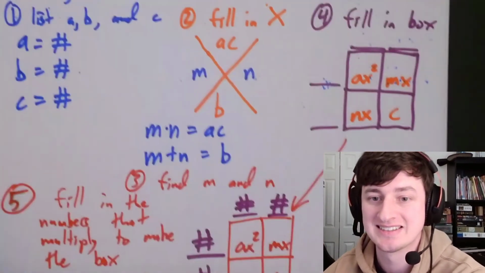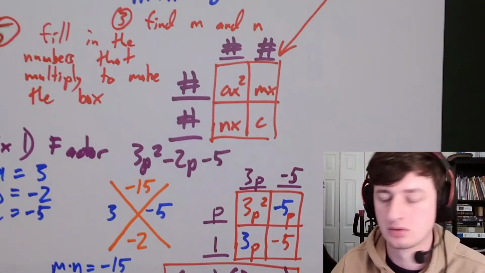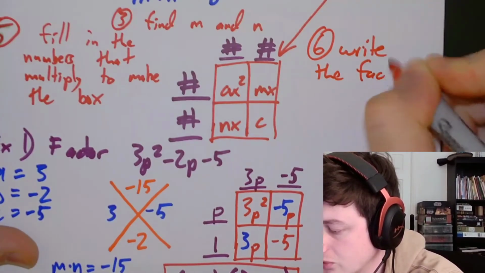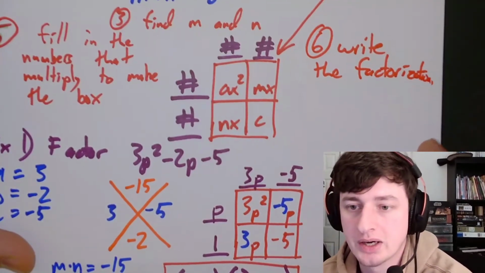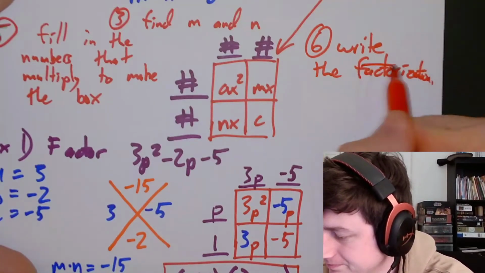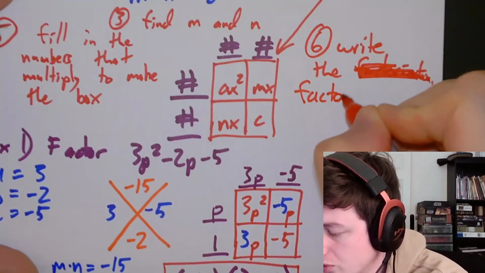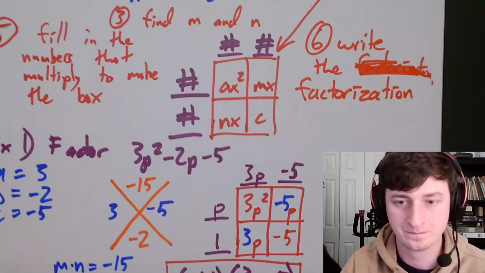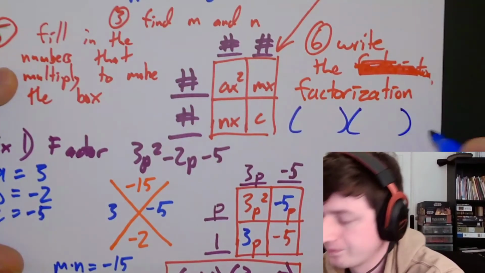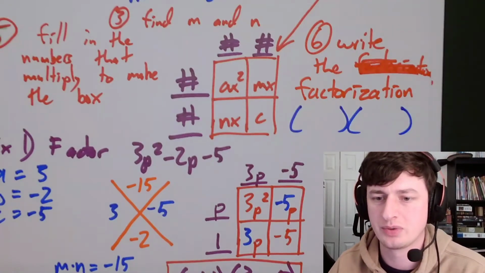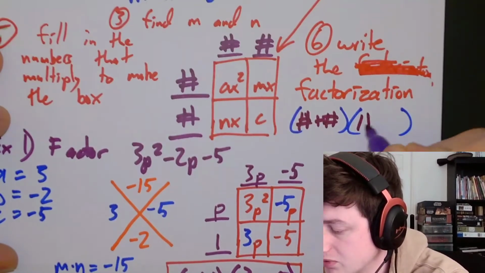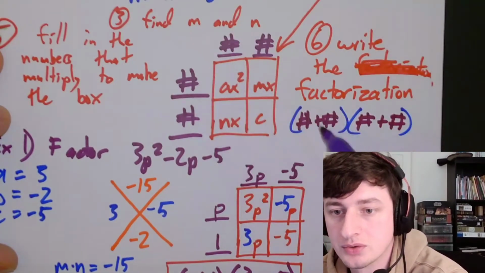Hopefully you have enough room that you can see these instructions here. And actually, let's add in a step. Let's add in this 6th step. Write the factorization. And I'm sorry if you ran out of room. Basically, we're writing the multiplication out. And I'm going to be very general here because we can't actually figure out what these numbers are. But it's going to be like number plus number times number plus number. It's whatever we found here, right? It goes inside these parentheses.